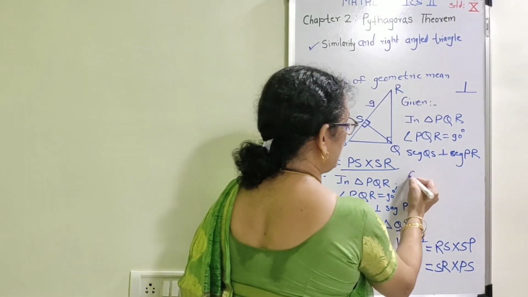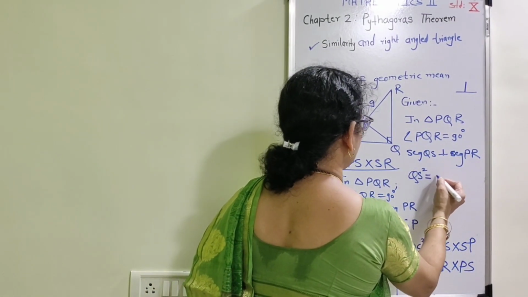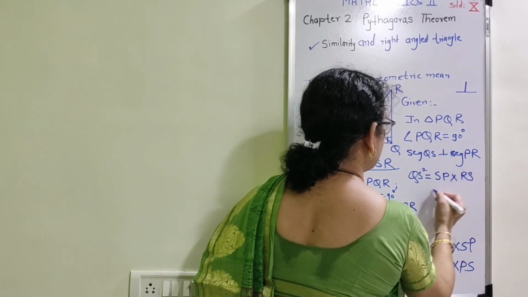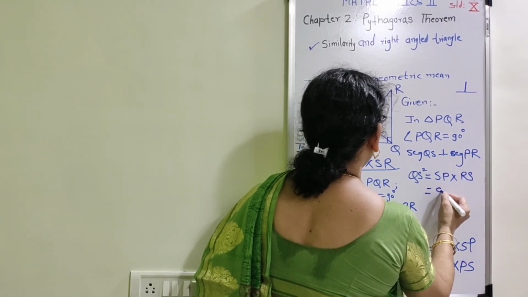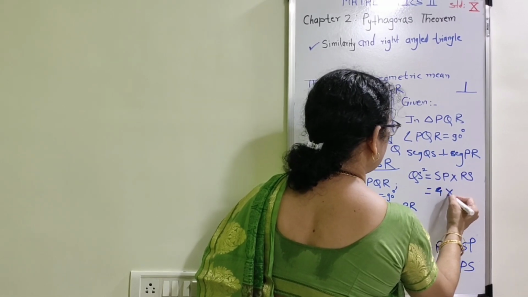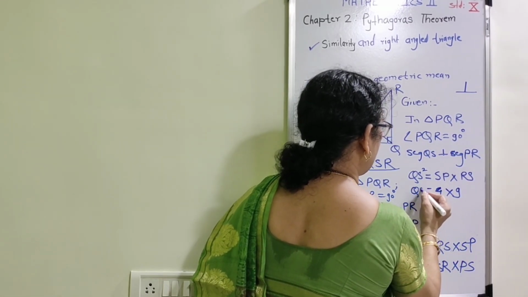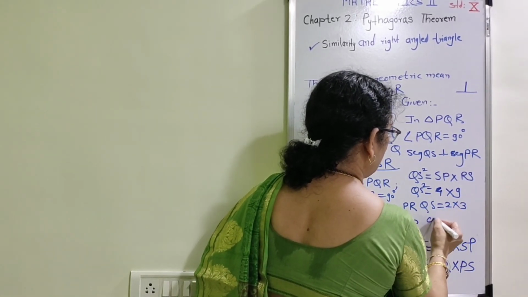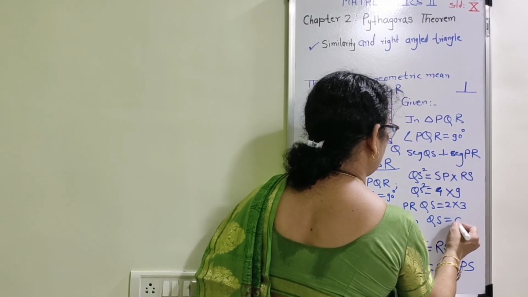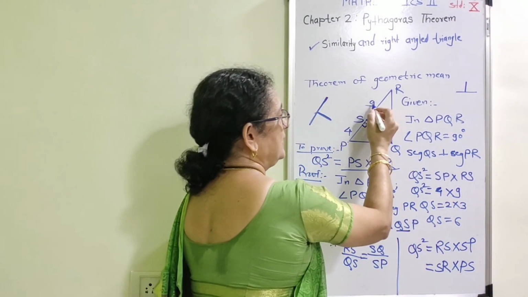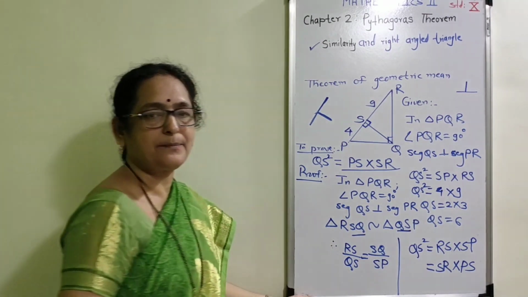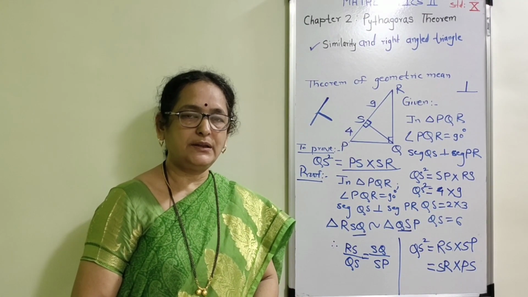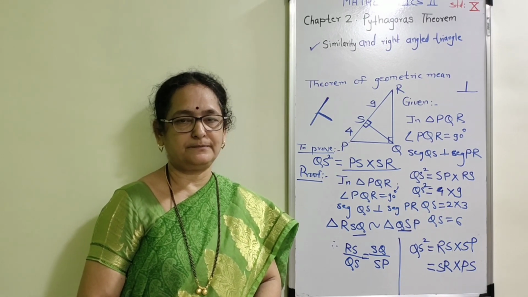If we substitute the values, we will get QS square is equal to SP into SR, or RS, which is equal to 4 into 9. Taking square roots, QS is equal to 2 into 3, and therefore the length of QS is equal to 6. Generally, they will give you numbers which are perfect squares. Now here we have completed the proof of the theorem of geometric mean.